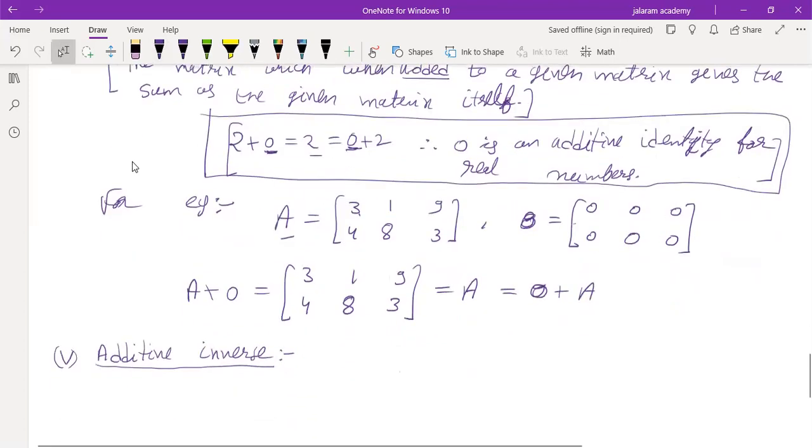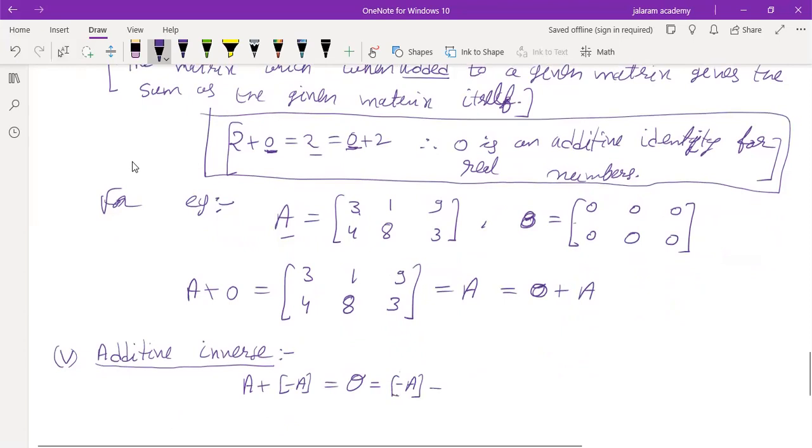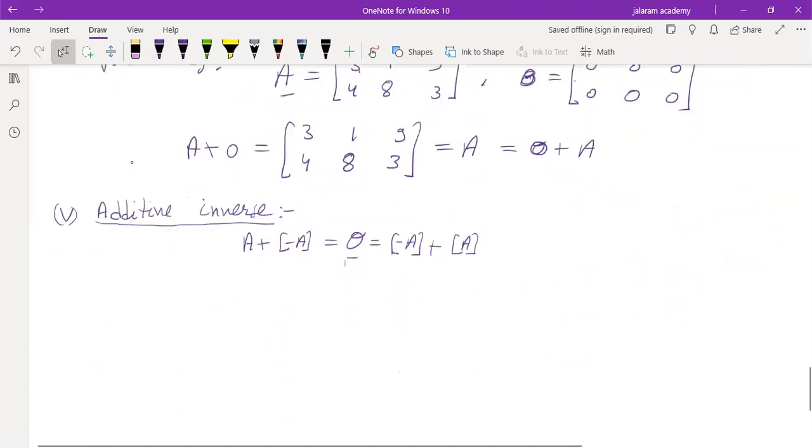So if we add minus of A to a matrix, it results in null matrix. Or if we add minus of a matrix with this matrix, the result is O again. Is that clear to you? So minus A matrix is additive inverse. The matrix which when added to a given matrix gives the result as additive identity is called additive inverse of that matrix.